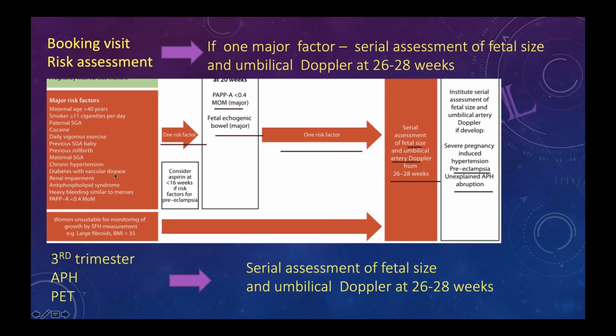It is diabetes with vascular disease, like if nephritis is associated with the diabetes, renal impairment, chronic kidney disease or anything. And if antiphospholipid antibody syndrome is there, if there had been heavy bleeding similar to a period, PAPP-A, low PAPP-A, less than 0.4 MoM.